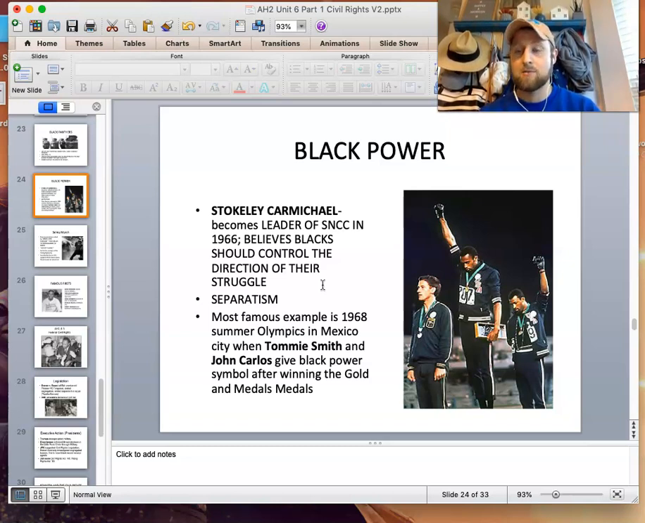Stokely Carmichael, who was originally a member of SNCC, embraced Black Power, but he could never bring the fame to that movement the way that this public display of protest did. It alienated a lot of people in the United States, but it got people talking about civil rights. So it was a very, very important moment in American history and in the history of the Olympic Games.